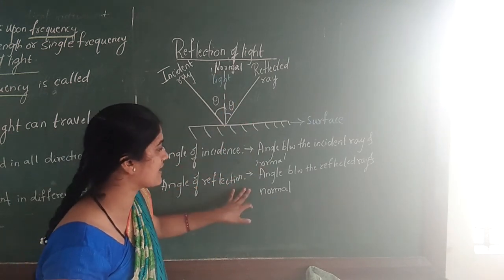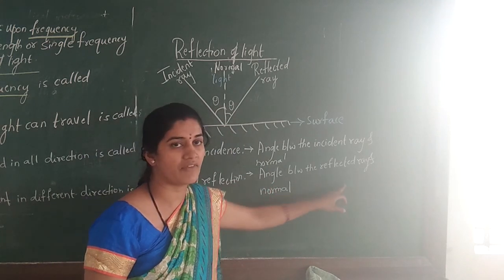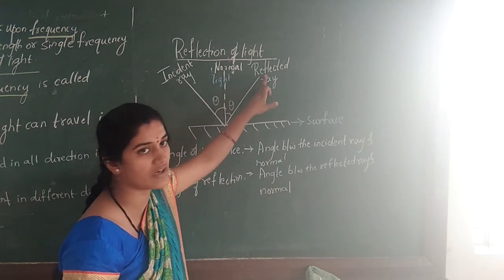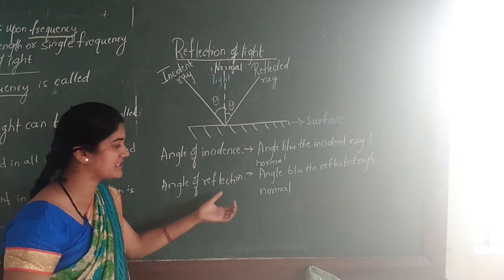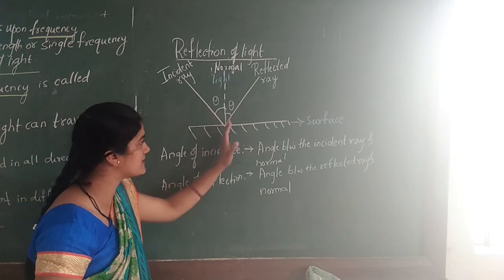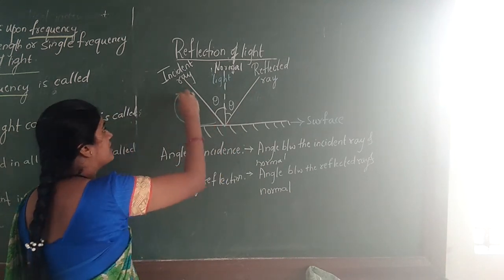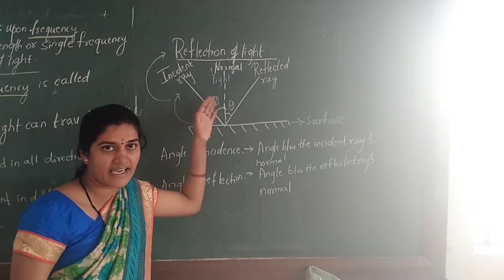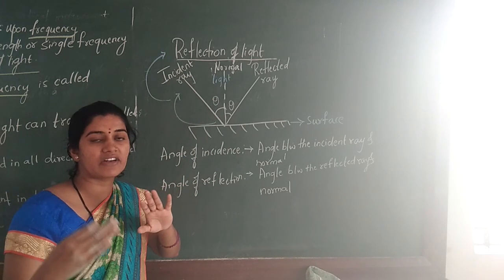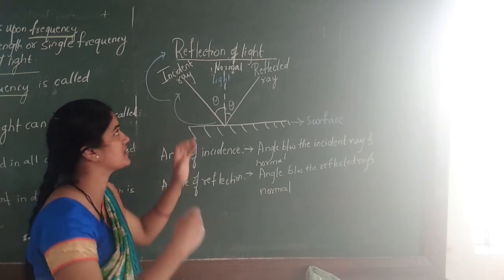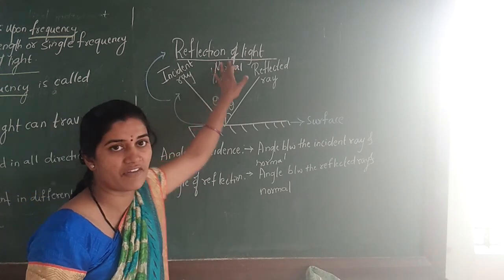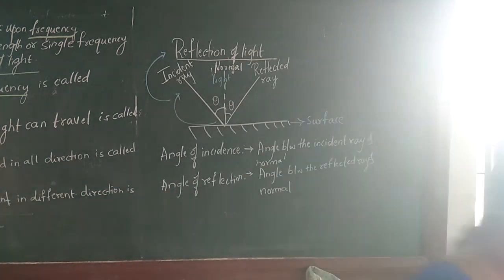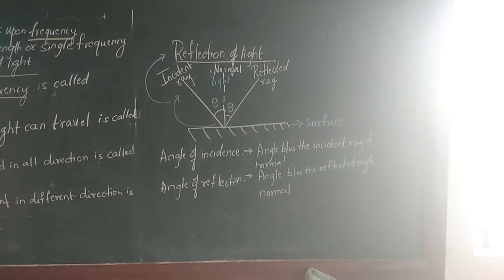The angle between the reflected ray and the normal is called the angle of reflection. If light falling on a surface turns back again, we call it reflection of light. When the light falls on the surface, it turns and comes back, and we call this reflection of light.